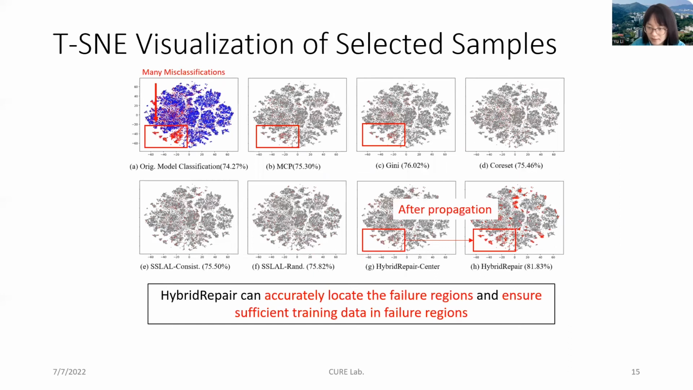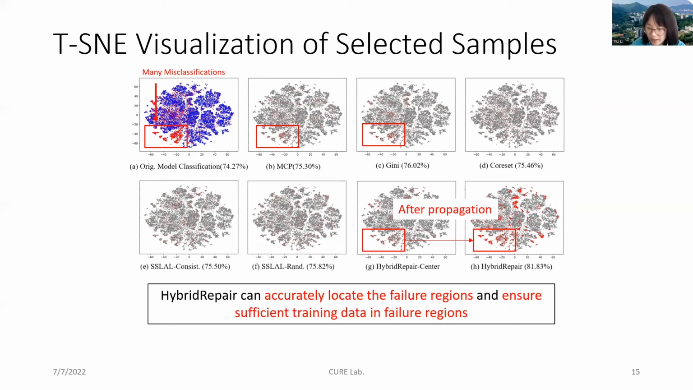We visualize the selected samples by different methods to understand why HybridRepair performs better. We use a model whose training and testing data have a distributional shift to produce this figure. We set the budget to 1%. As we can observe, first, one major problem of this model is the lack of training data in the bottom left corner, leading to many misclassifications in these regions. Only MCP, Genie, and our method pay attention to these regions.